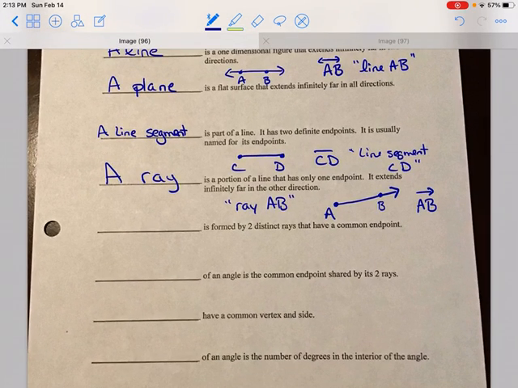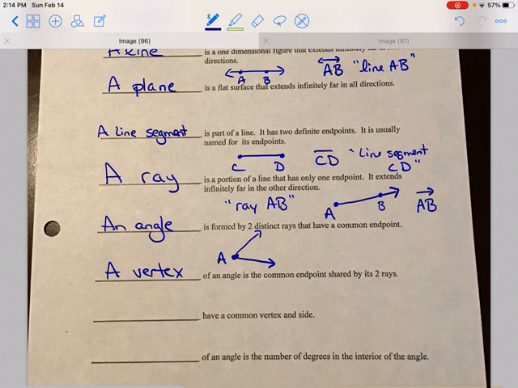All right, now our next definition is formed by two distinct rays that have a common endpoint. So imagine I take an endpoint and put a ray going this way, and I keep the same endpoint and do a ray going this way. We can see that what I've done is create an angle. Now there are a lot of ways to name an angle. One is to use this point right here, which is called the vertex. That's actually the next one, so let's go ahead and fill that in.